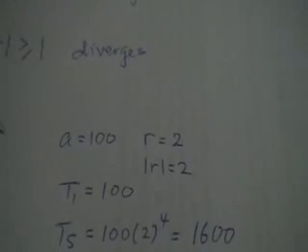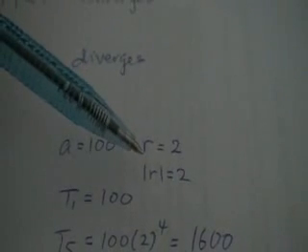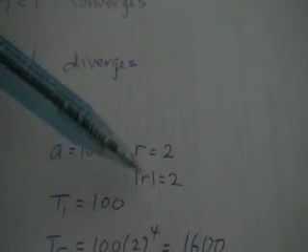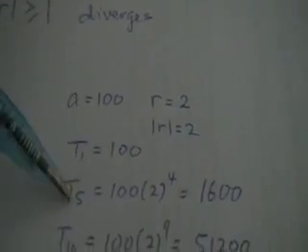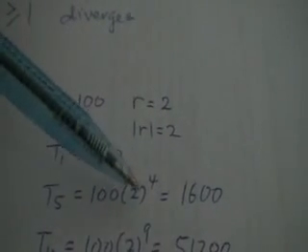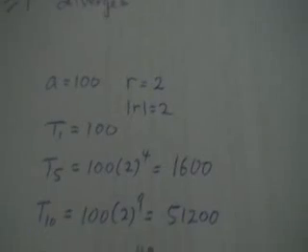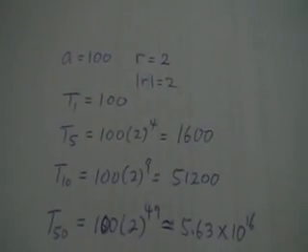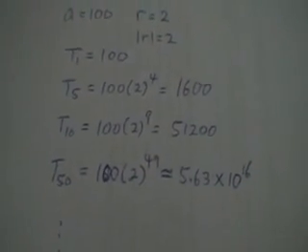In the second example of a GP, our first term is also 100, but in this case our common ratio is equals to 2, and the absolute value of our common ratio will be equals to 2. Our first term will be 100, our fifth term will be 100 times 2 to the power of 4, that will be 1600. Our 10th term will be 51,200, and our 50th term is 5.63 times 10 to the power of 16.